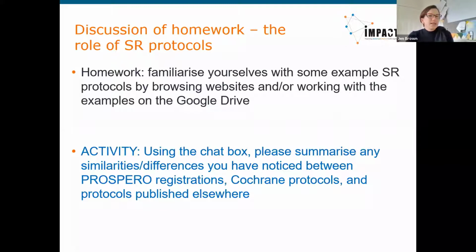It was quite a vague sort of task that we'd set you, because we wanted you to really just have a browse of some websites and familiarize yourselves with different kinds of systematic review protocols. So we put some examples on the Google Drive, so if you haven't checked those out, do go and have a look at those. And the instructions are actually on the Google Drive as well, so if you do want to click through what we suggested, then please, feel free to do that.